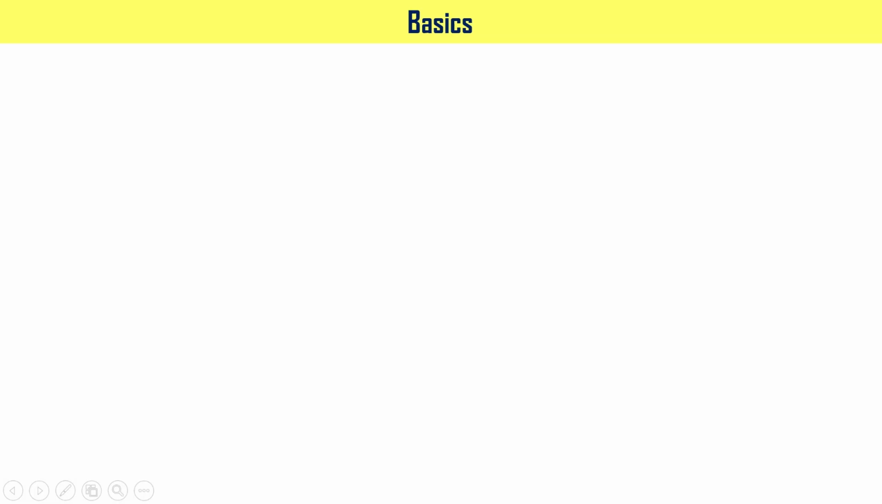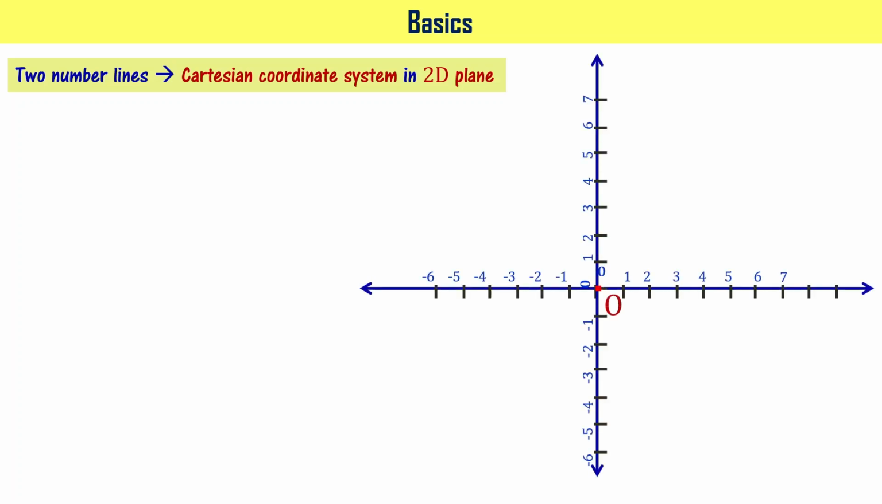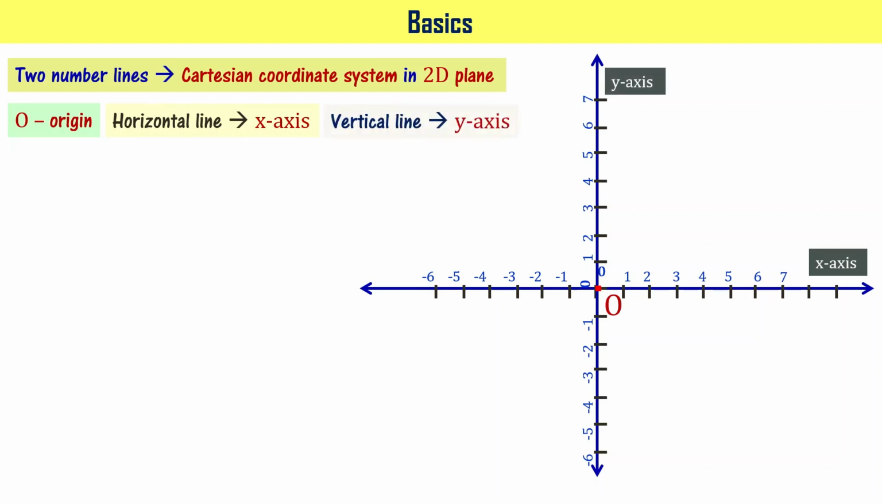Let us learn about some basic concepts based on this topic. When you draw two number lines perpendicular to each other, you get a Cartesian coordinate system in 2D plane as shown here. Here O is denoting the origin of the coordinate system. Horizontal line is called x-axis and vertical line is called y-axis, right?